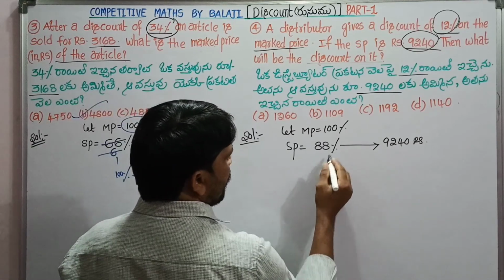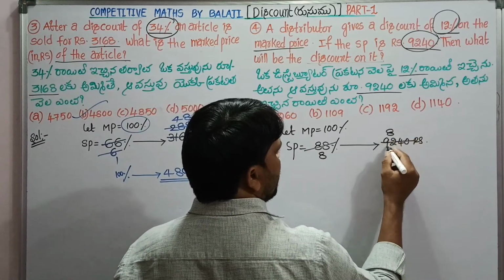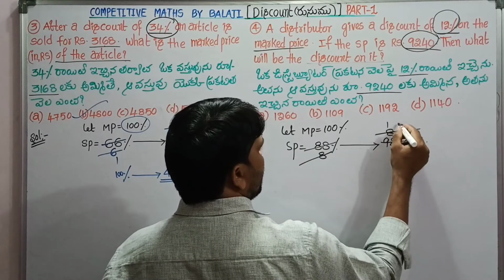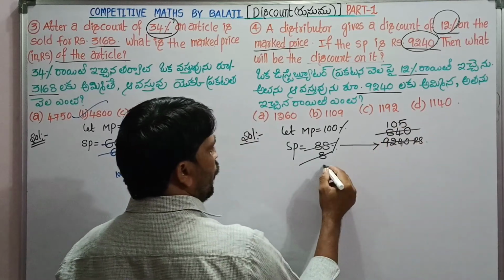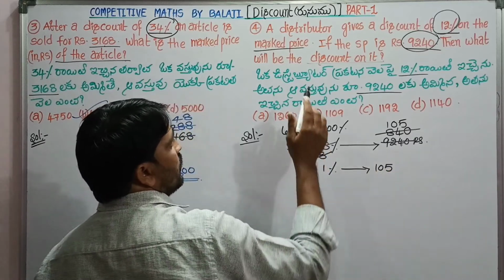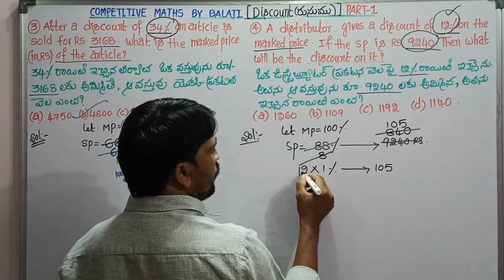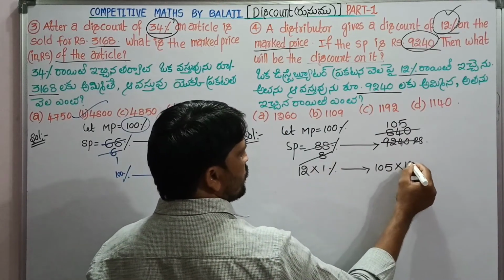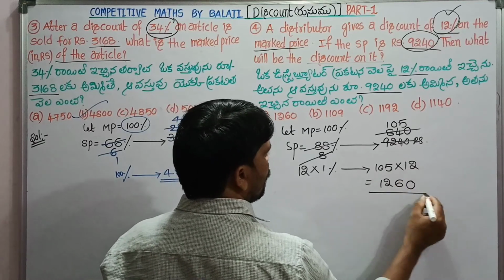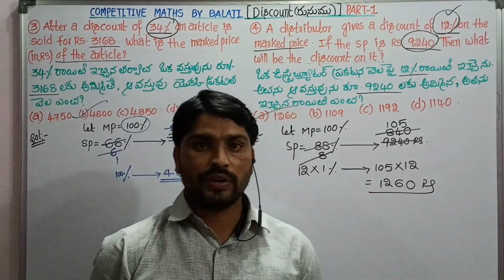So let us find. 11 8s are 88, 4 remainder, 11 4s are 44, 0. 8 1s are 8, 8 5s are 40. So 1% amount is 105. We have to find the discount amount, that is 12%. So to get 12%, multiply both sides by 12. 12 5s are 60, 12 1s are 12. 1260 rupees is the discount. So the answer is A.